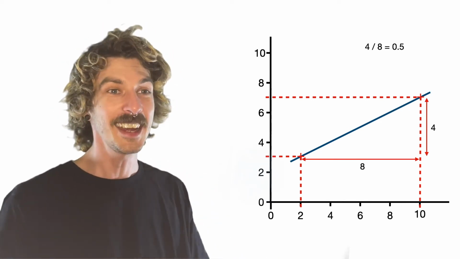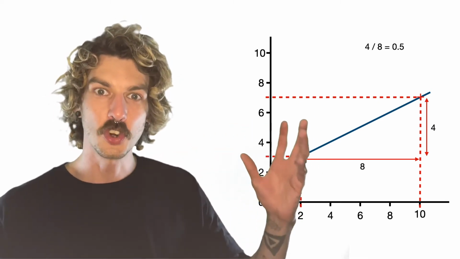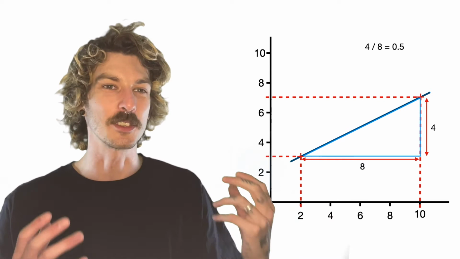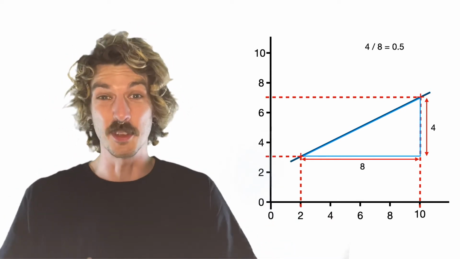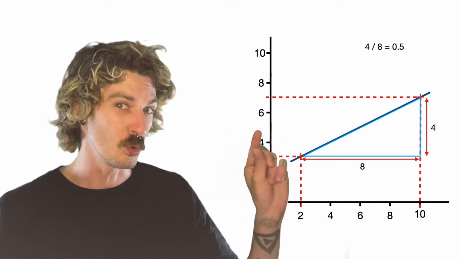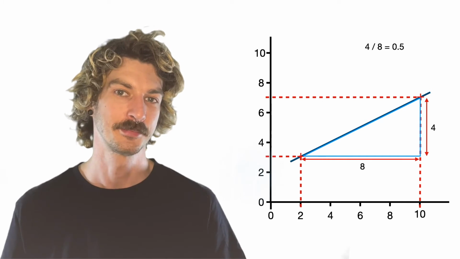Now you can choose any 2 points on the line really, but to be as accurate as possible, you want to make the triangle that we're drawing here as big as we possibly can. In fact, lots of exams won't give you any marks, even if you get the gradient right, if you use a small triangle. So you really want to make the biggest possible triangle you can.